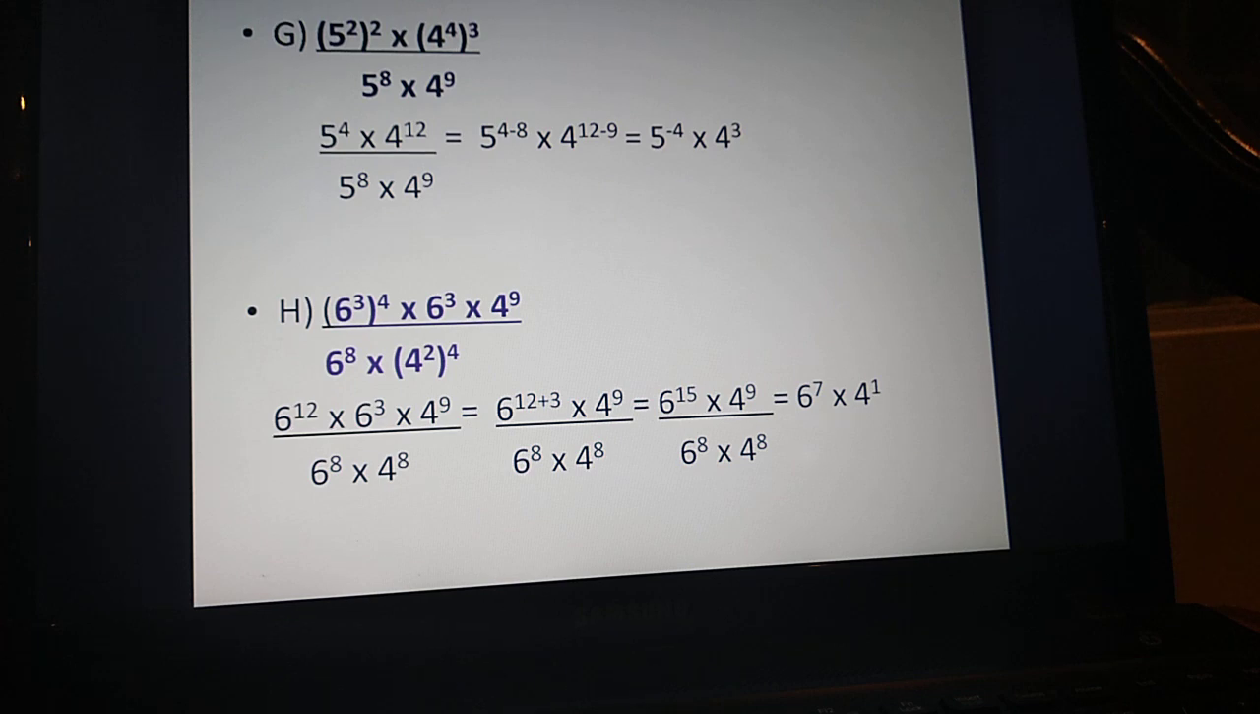This means you should subtract. Good. So it's 6 to the power 7. 4 to the power 9 divided by 4 to the power 8 is also subtracted. It's 4 to the power 1. Good job. This is the final answer.